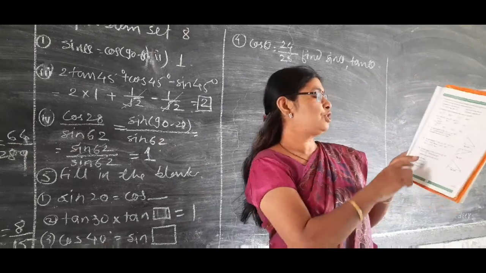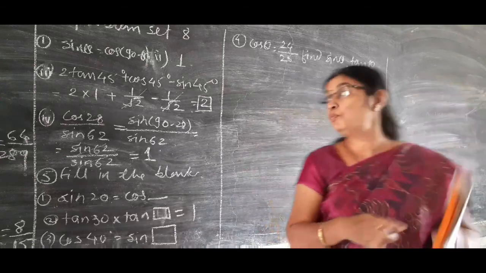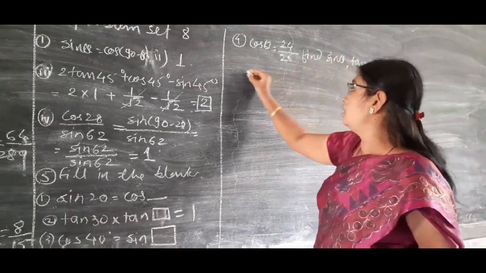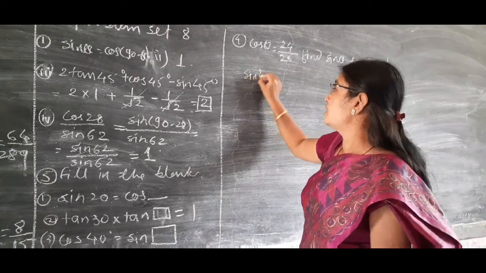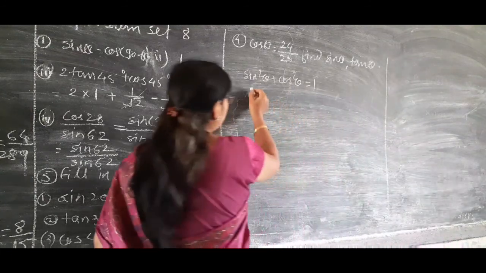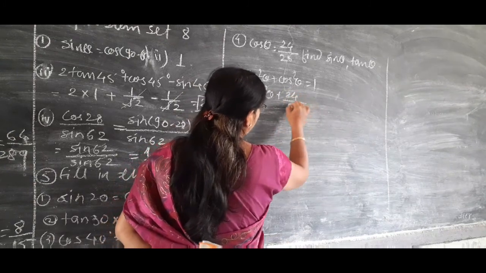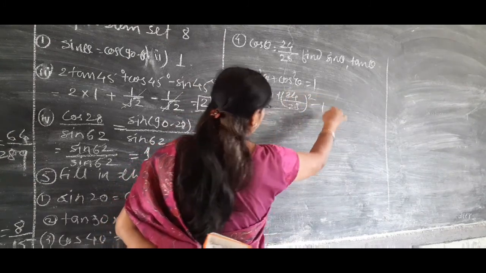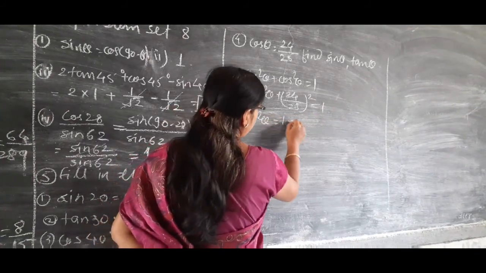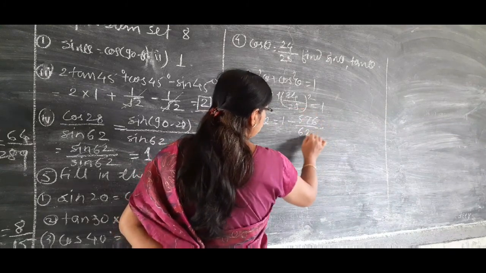Now in the fourth question, a right angle triangle is given. Cos is 24 upon 25. Here you have to find out sin and tan. Here also use the identity sin square theta plus cos square theta is equal to 1. So sin square theta plus 24 upon 25 square is equal to 1. And therefore sin square theta is equal to 1 minus 24 square upon 25 square, that is 576 upon 625.